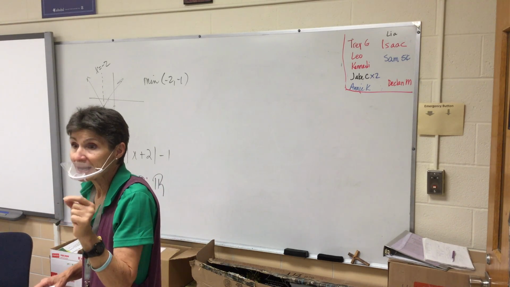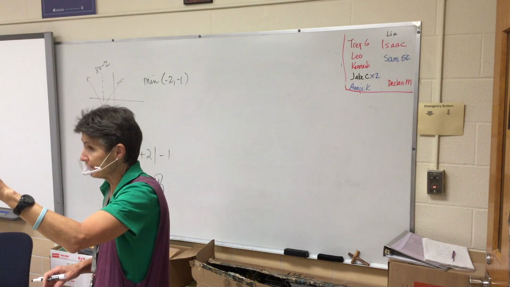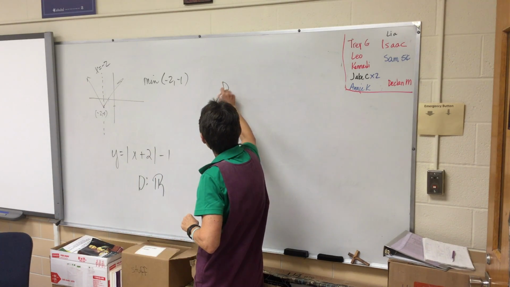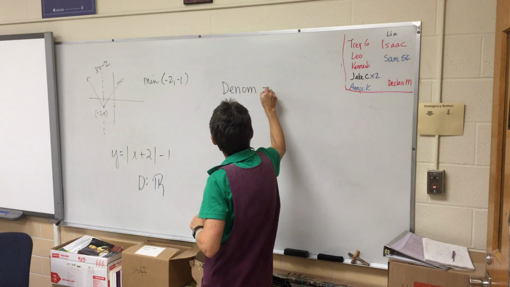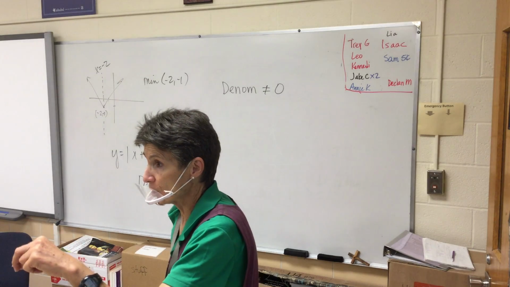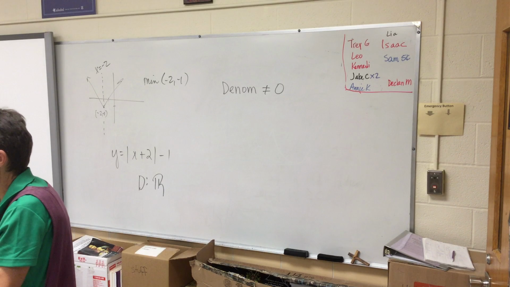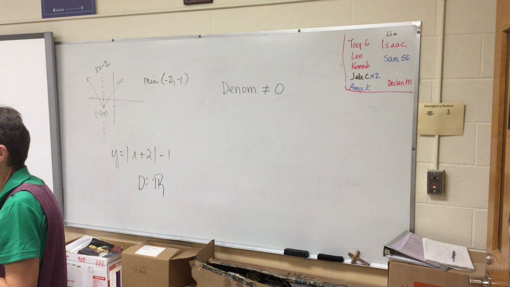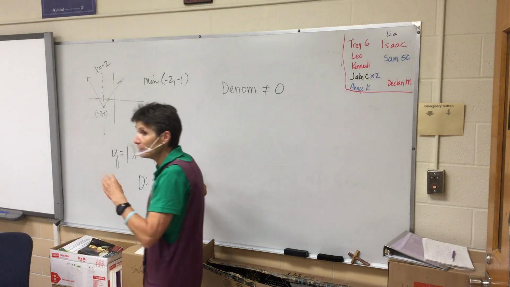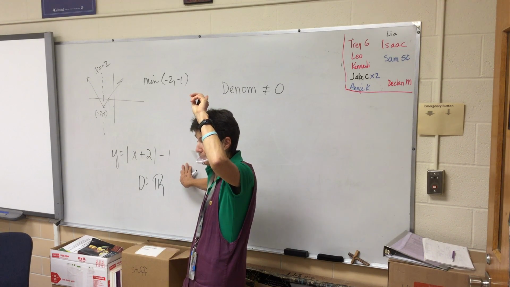When is the domain not all real numbers? Well, there are two main times. You have to be on the lookout for this. It's not an issue in this problem. But if you have a fraction, the denominator cannot be zero. So if your function involves a fraction, you have to make sure that you don't pick any x's that make the denominator zero. It didn't apply to this problem, but I want you to write that down so you remember it. We're going to spend some time with that.